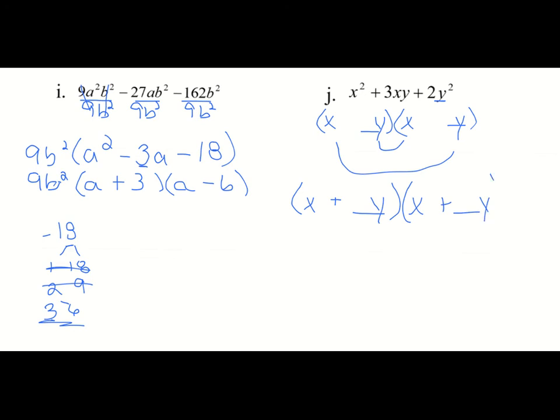The only way to get 2 is to do 1 times 2. It has to add to 3, which luckily 1 plus 2 equals 3. So we're going to have a 2 there and a 1 there. Now, you don't have to put the 1 there. You can just rewrite it as x plus 2y times x plus y. But again, my factors of 2 are 1 and 2. It had to add to 3, and we had two plus signs. So there's our factored form there.